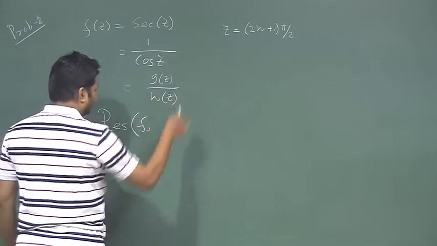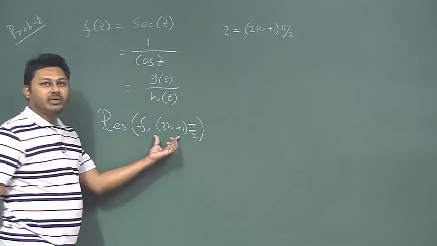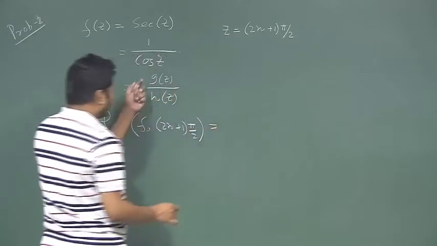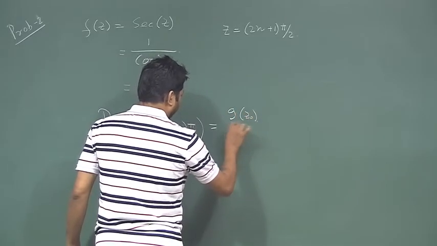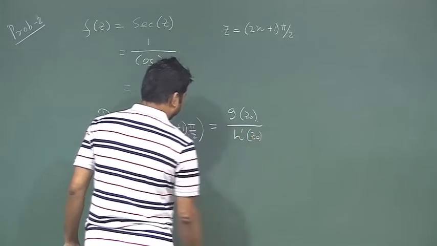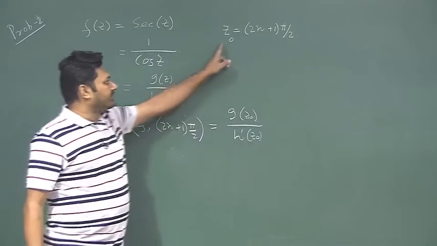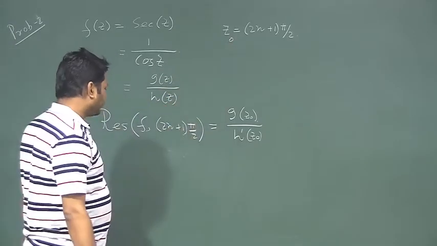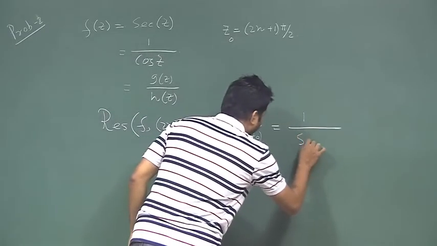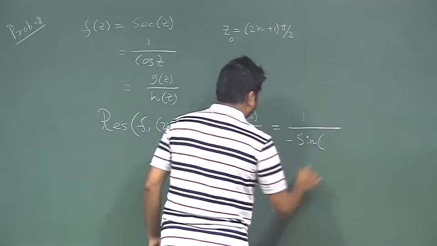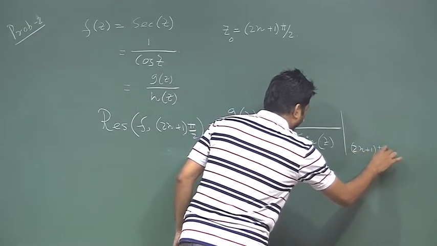So, the recipe is: the residue at the point (2n plus 1) pi by 2, which is the point where I am trying to find the residue, is equal to, if I apply the formula that we derived today, g of z0 divided by h prime of z0. I write this singular point as the z0 point. So, now if I do, I find g is 1, and the derivative of h is minus sine of z, evaluated at the point (2n plus 1) pi by 2.